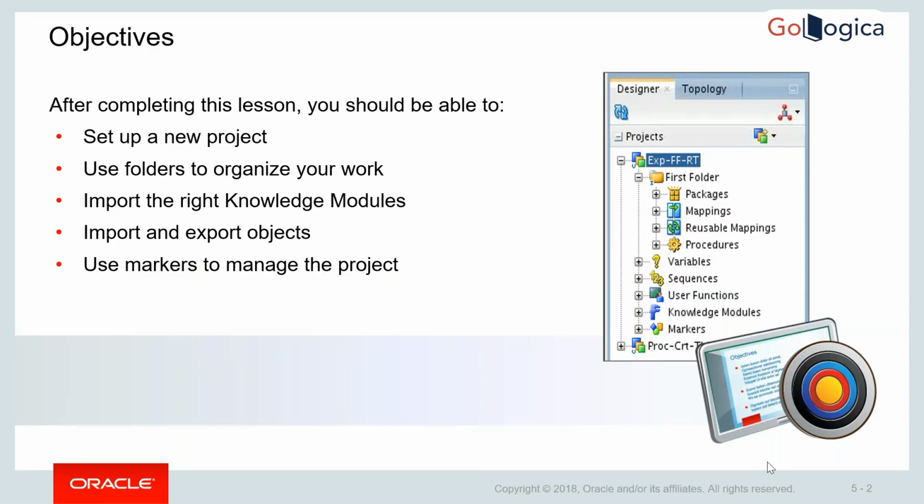I defined the data servers, the physical schema, and the logical schema, and I mapped the logical schemas to physical schemas. By that, my infrastructure definition in the topology navigator is completed. Now as a developer, we need to use the designer and start setting up the project.